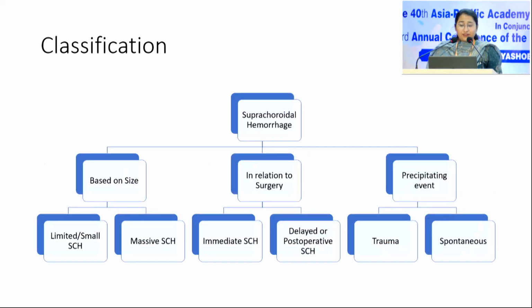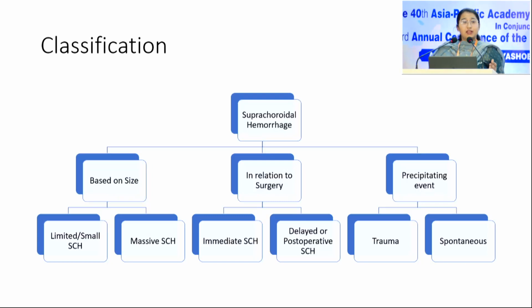We can classify it on the basis of size, with its relation to surgery, or on the precipitating event. Based on size, it can be a limited or small suprachoroidal hemorrhage, or a massive suprachoroidal hemorrhage. A massive suprachoroidal hemorrhage is usually lobulated, limited by the vortex vein ampullae, and may be massive enough to lead to kissing choroidals, where two mounds are touching each other, or there is retinal apposition.